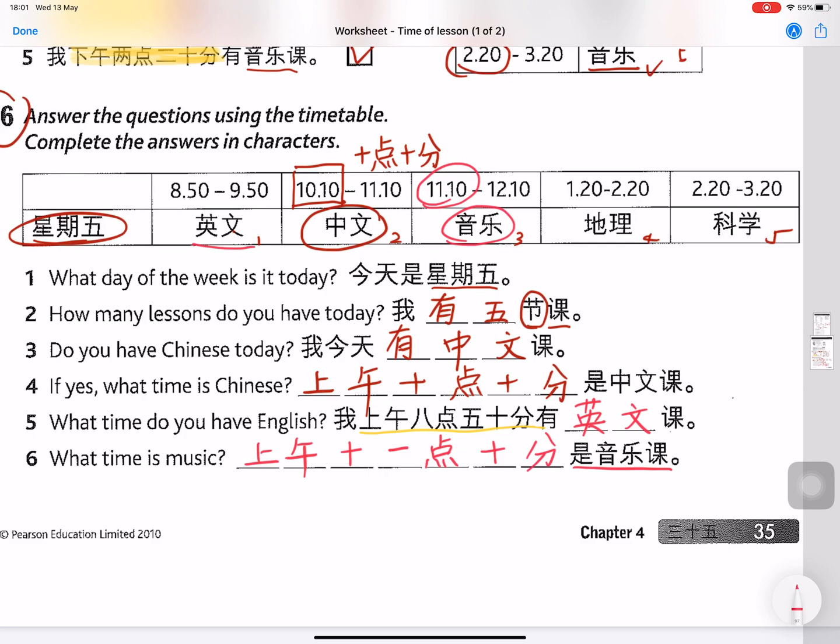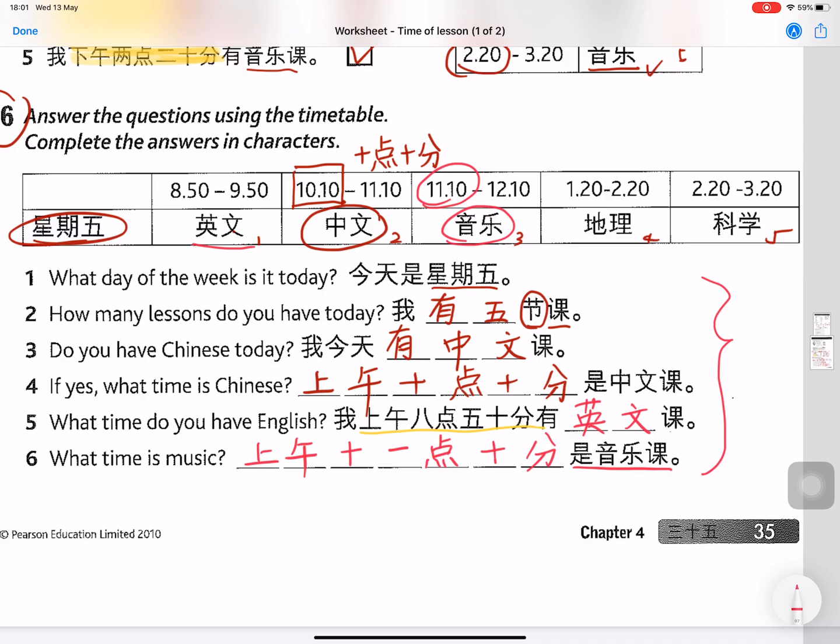Okay, so I hope you've also learned some sentence structures from the exercise, such as how to say, oh, today I have this lesson. Also, at this time is this lesson. Or, so at this time I have this lesson. Okay, so those are the structures that you can learn from this exercise.